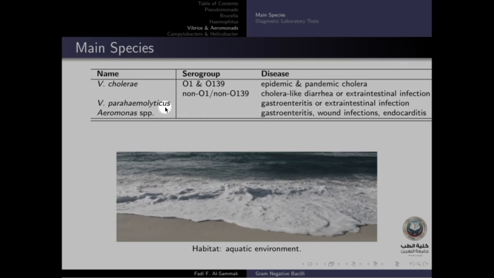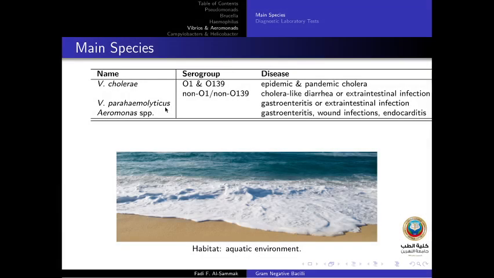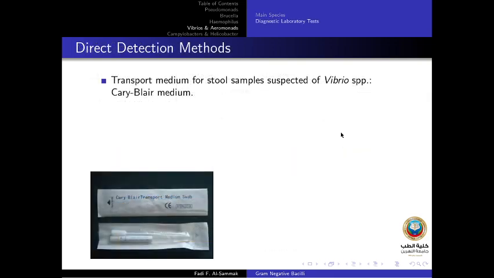Aeromonas species are mentioned here because they can be easily mistaken for cholera, due to the misleading results they present in the lab. They are responsible for gastroenteritis, wound infections, and endocarditis. And the usual habitat for Vibrios is the aquatic environment. They grow best in alkaline pH, and they are killed by acidic end products or acidity.